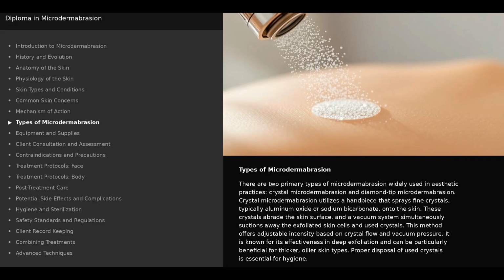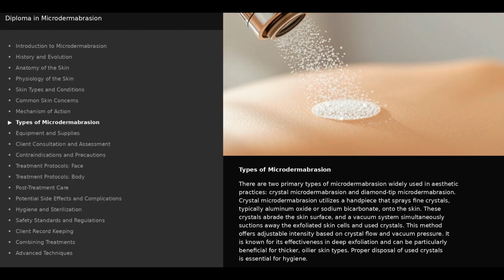Types of microdermabrasion. There are two primary types of microdermabrasion widely used in aesthetic practices: crystal microdermabrasion and diamond tip microdermabrasion. Crystal microdermabrasion utilizes a handpiece that sprays fine crystals, typically aluminium oxide or sodium bicarbonate, onto the skin. These crystals abrade the skin's surface, and a vacuum system simultaneously suctions away the exfoliated skin cells and used crystals.